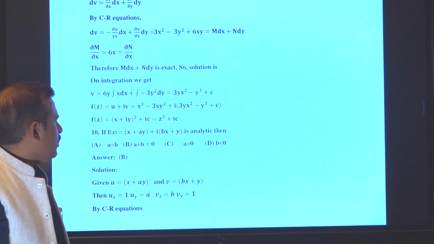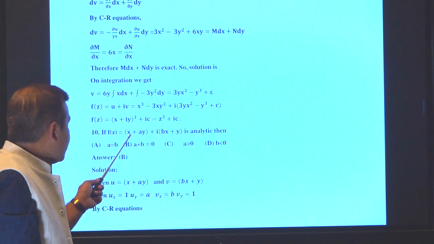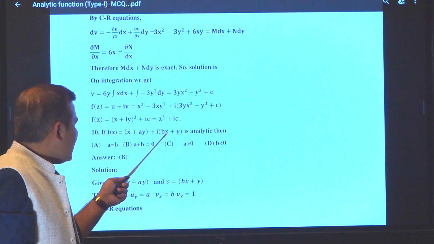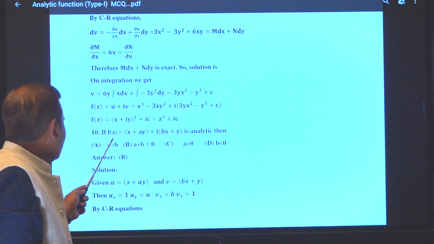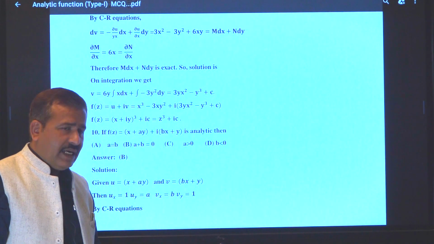and after substituting, you will find the result. And now the last problem is: f(z) equal to x plus ay plus i times (bx plus y) is analytic, then a equal to 0, a plus b equal to 0, a is greater than 0, b is equal to 0, like this.